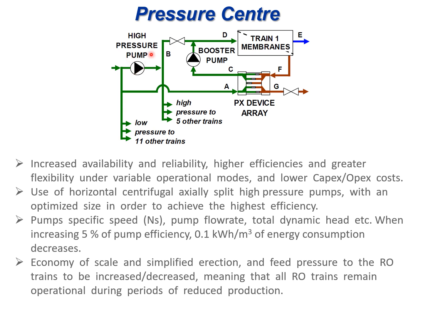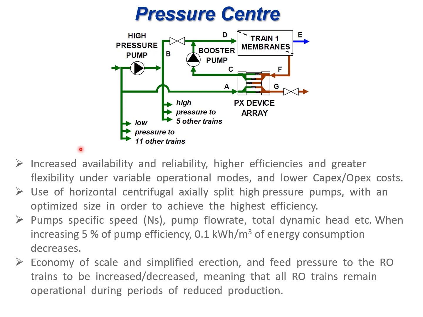And when we have a high pressure pump, you can see how many trains can be applied, possibly 5 or more trains. Depending on the pump size, we can design different membrane trains, so the pressure center concept is that we can make a bigger pump and decrease the number of pumps, and then we can have better pump efficiency overall. So this high pressure pump will increase the availability and reliability, high efficiency, and greater flexibility on the variable operational modes, which will ultimately reduce the capex and opex cost.